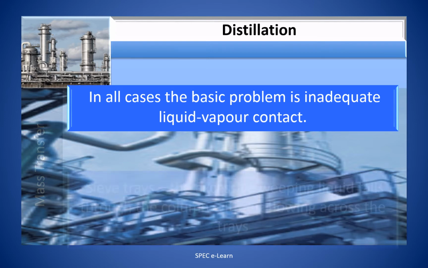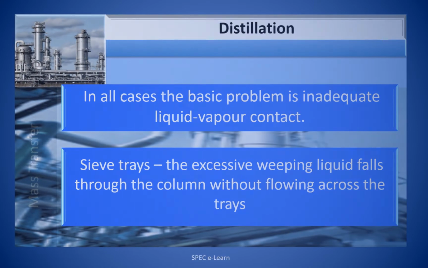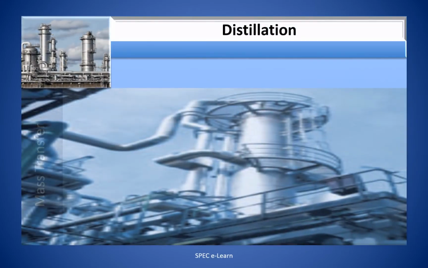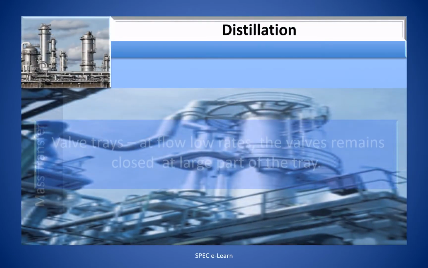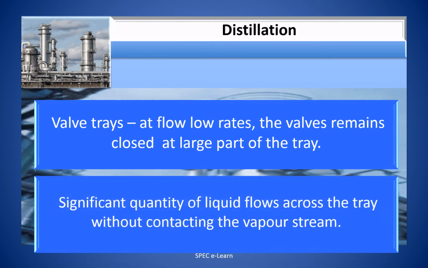In sieve trays, the excessive weeping liquid falls through the column without flowing across the trays. In valve trays, at low flow rates, the valve remains closed at a large part of the tray. A significant quantity of liquid flows across the tray without contacting the vapor stream.